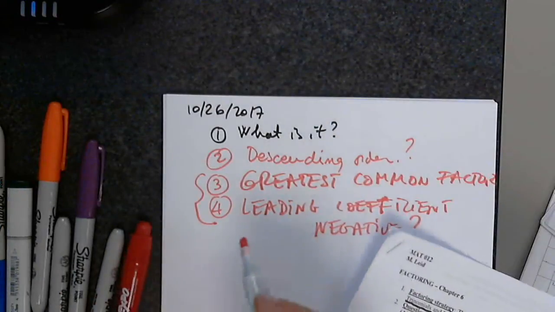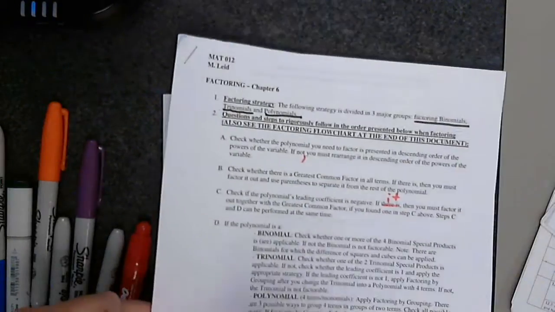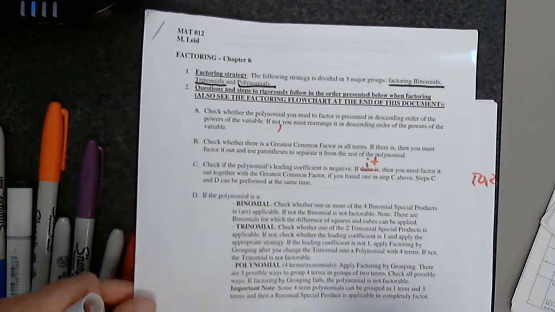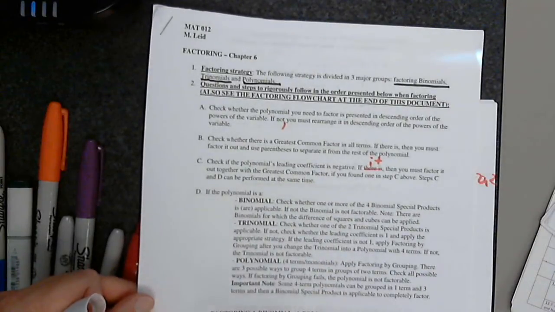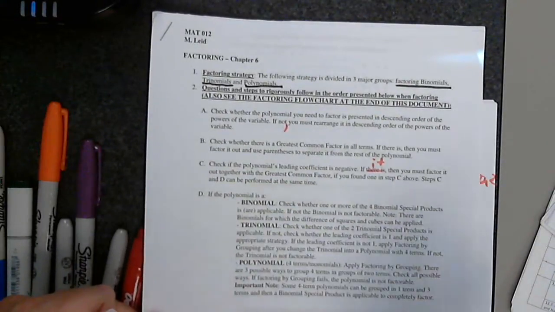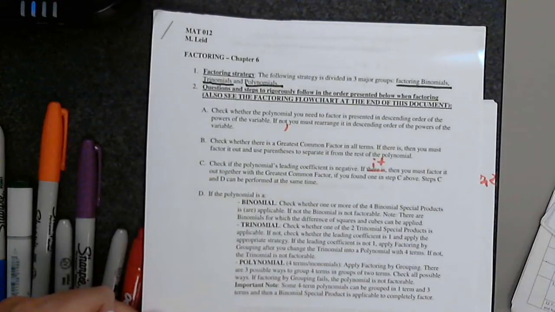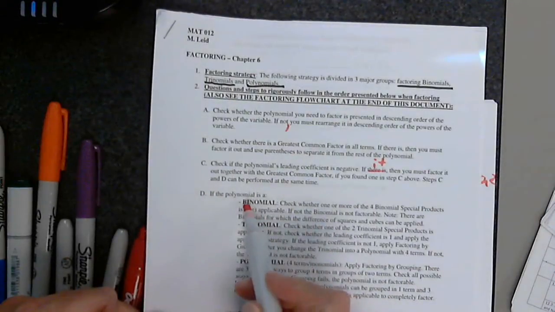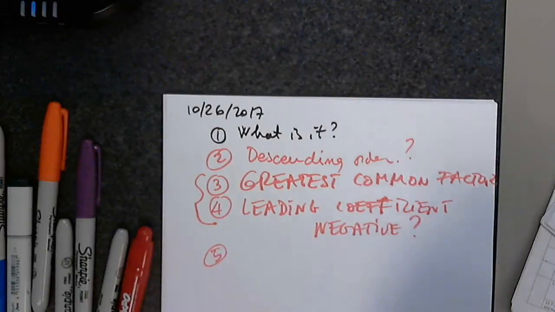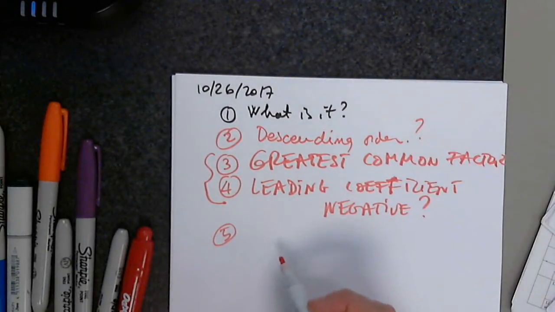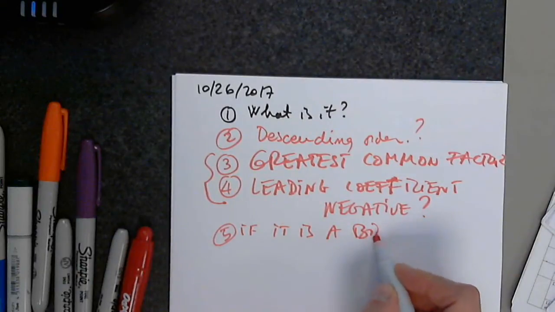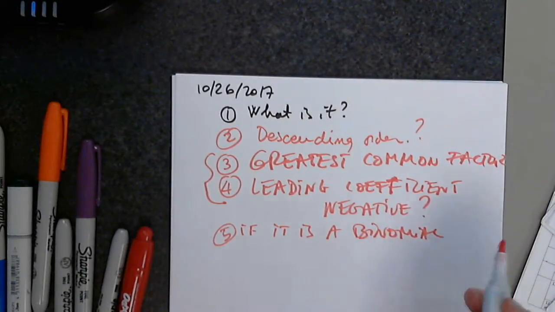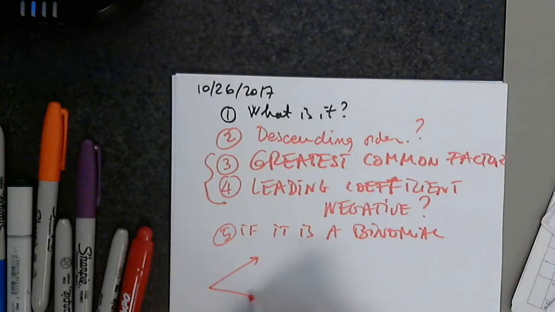Okay, the next step from now on is different. If it is a binomial, I'll do something. If it's a trinomial, I'll do something else. If it's a polynomial, I'll do something else. Okay? So now I'm going to start with binomials and then come back to this. So if it is a binomial, then I have 4 special products.